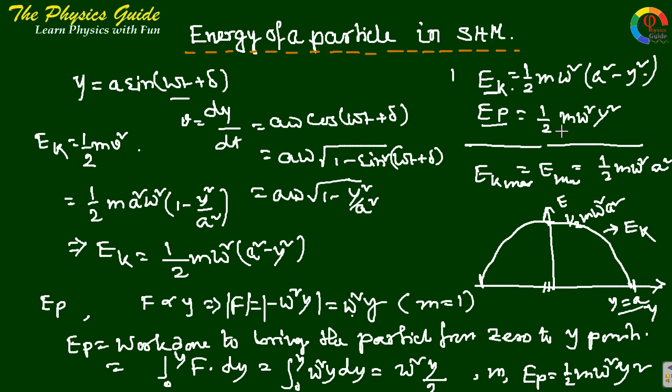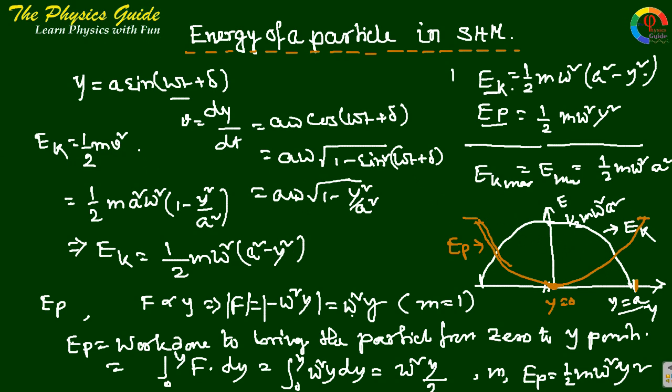Again, Ep equals half m omega squared y squared. So when y equals 0, potential energy is 0, and when y equals a, potential energy goes to maximum, and the maximum value is half m omega squared a squared. So this is the maximum value. In our figure, the brown graph indicates the potential energy graph Ep with respect to y, and the white graph indicates the kinetic energy graph.